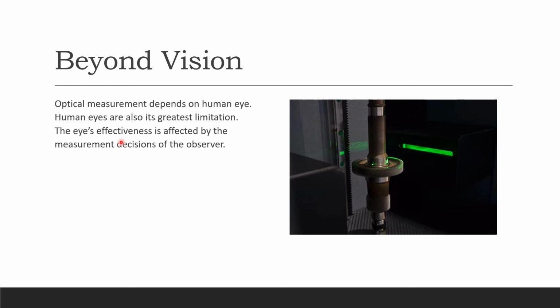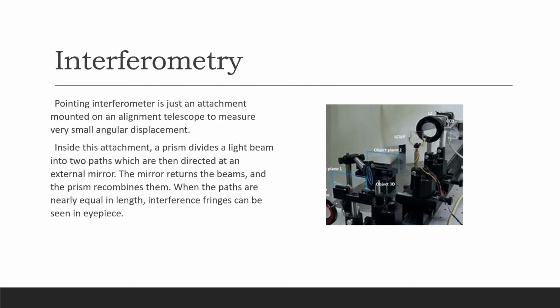Beyond vision, optical measurement depends again on our human eye. The human eye has a lot of limitations, so human eyes are also its greatest limitation. The eye's effectiveness is affected by the measurement decision of the observer. How this observer is seeing is going to give you your precision and accuracy when using these theodolites.